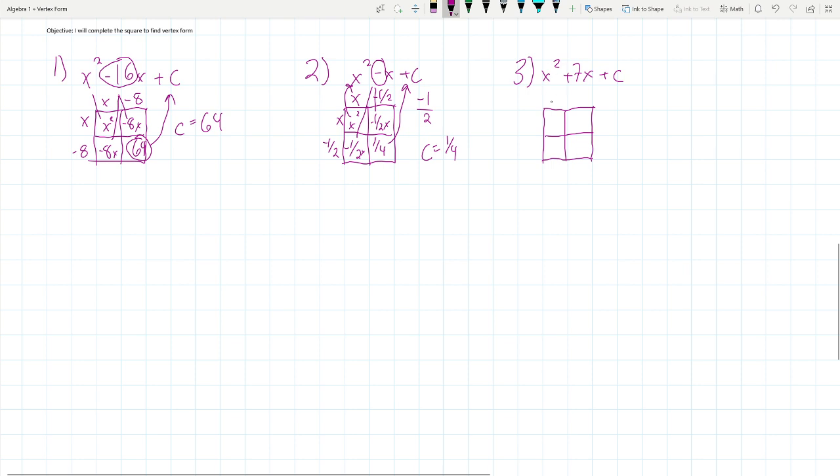All right, x squared makes x and x, which makes x squared. I want half of this 7, so 7/2. And I'm actually just going to leave it like that because fractions are a lot easier to work with than people give them credit for. So this is 7/2 x. This is 7/2 x. 7/2 times 7/2 is 49/4. And so this is what I want my c to equal.